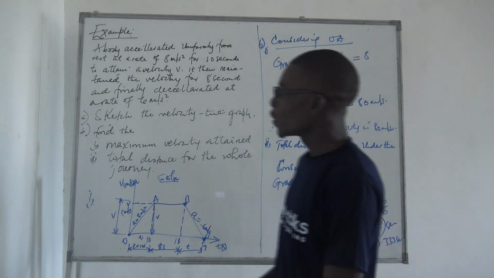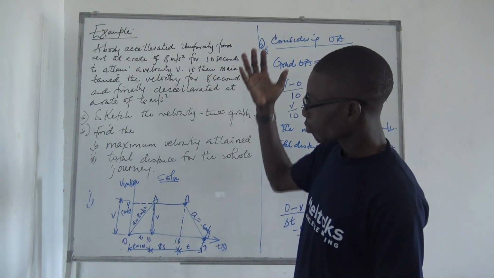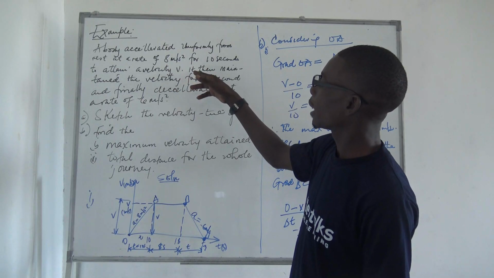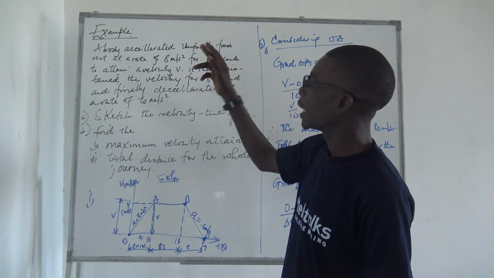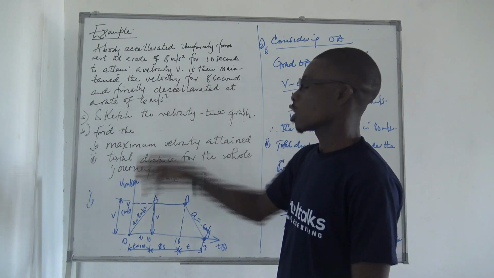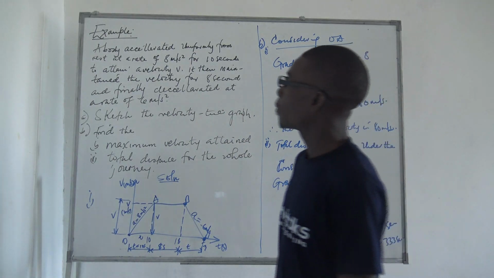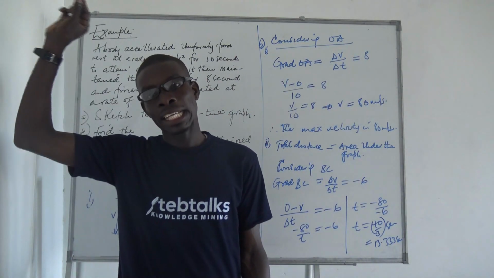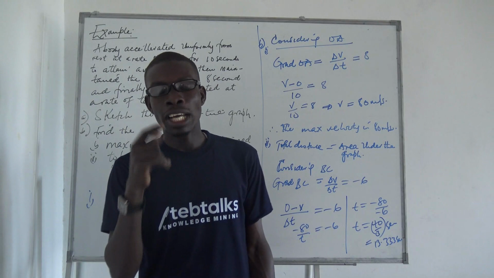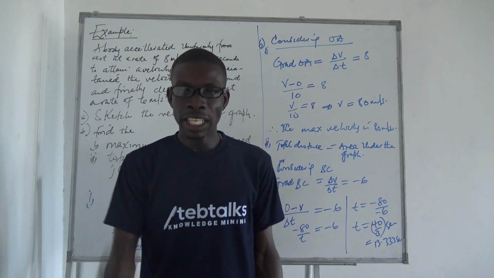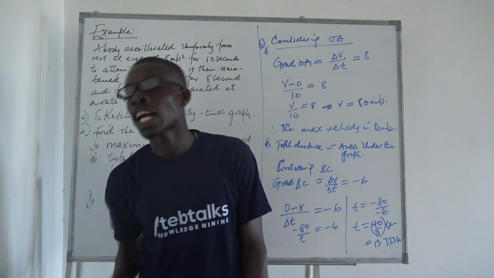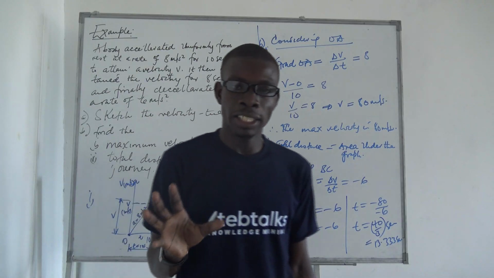Please, if we can review this again, we said that a body accelerated uniformly from rest at a rate of 8 meters per second for 10 seconds and attained the velocity V. If it then maintained the velocity for 8 seconds and finally decelerated at a rate of 6 meters per second. We say that to draw a velocity time graph, you should know how do we draw the part of accelerating. How do we draw the part of decelerating? Fall back on your notes on that part of velocity time graph for acceleration, for deceleration, for zero acceleration, or constant velocity. Those are the parts we are going to look at.